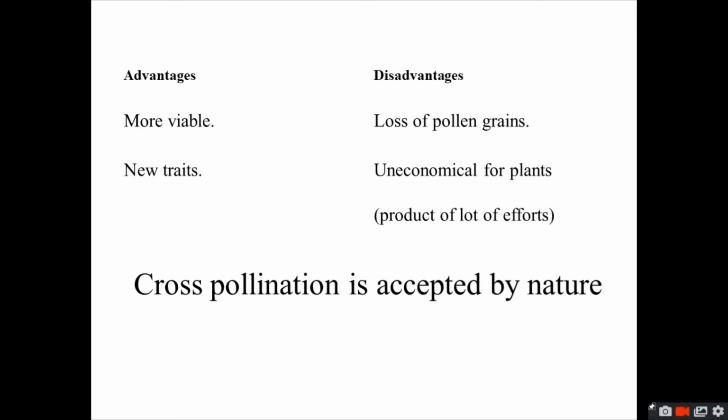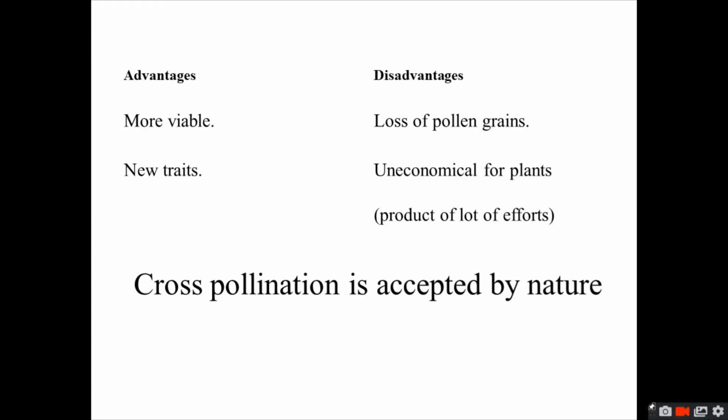There is loss of pollen grains, and it is uneconomical for plants. It is a product of a lot of effort. So how are they uneconomical for the plant? Because these plants have to be showy, they have to produce nectar. In exchange for nectar, they will get the pollen grains for the pollinating purpose, and they also have to produce some scents, and they have to put in a lot of effort to get the pollen grains and to get pollinated.